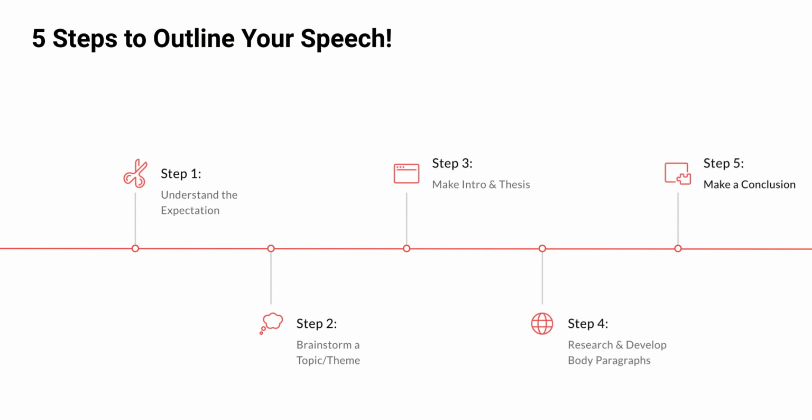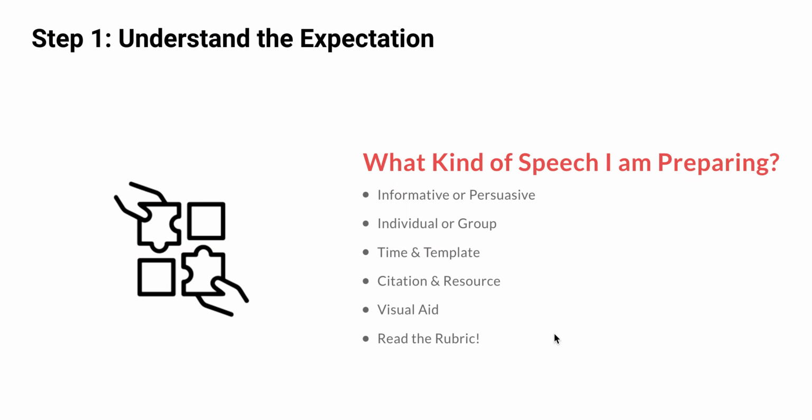And here's what the 5 steps look like when I break them down. The first step is to understand the expectation. The second step is to brainstorm a topic or a theme. The third step is to make an introduction or a thesis. The fourth step is how to research and further develop details and put them into your body paragraph. And the last step is about making a conclusion that will wrap up your speech. Now, let's dive into each step in more detail.